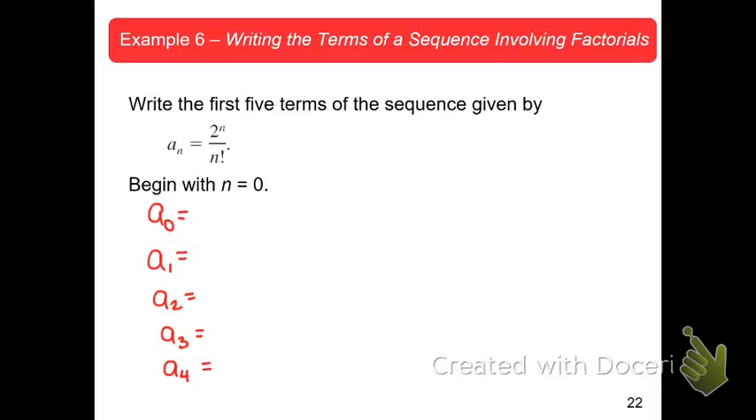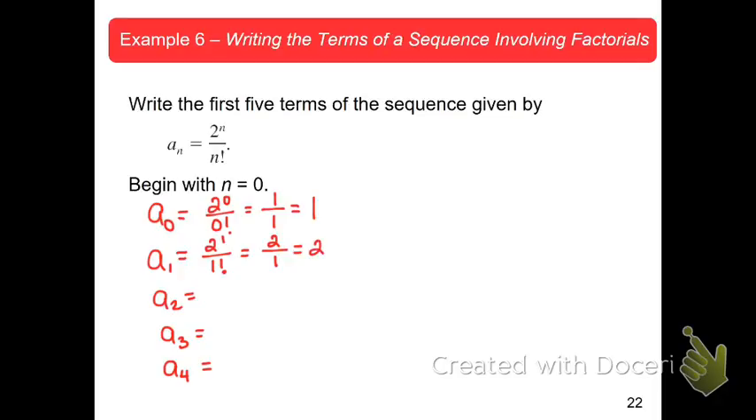Alright, so on the first one, my n is 0, so I get 2 to the 0 over 0 factorial. 2 to the 0, remember, any 0 exponent, the answer is 1. Over 0 factorial, which is a special case, they told me it's 1, and 1 over 1 is 1. Then for a sub 1, n is now 1, so I get 2 to the first over 1 factorial. 2 to the first is 2. 1 factorial is just 1, and 2 over 1 is 2.